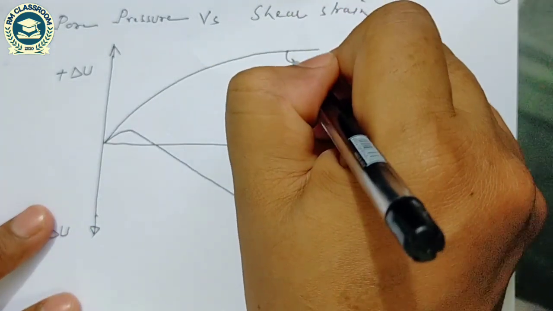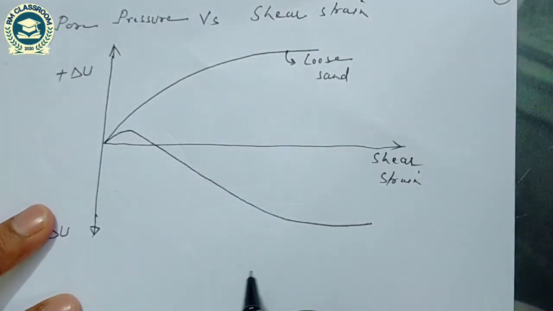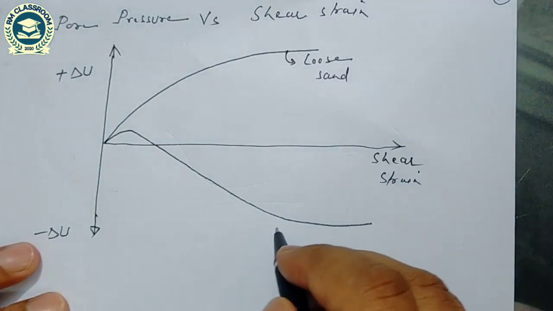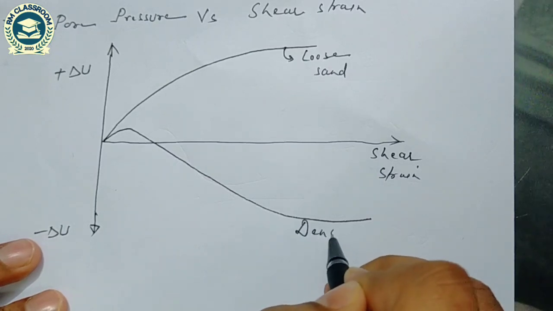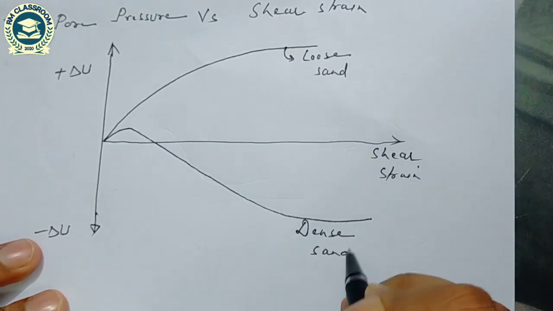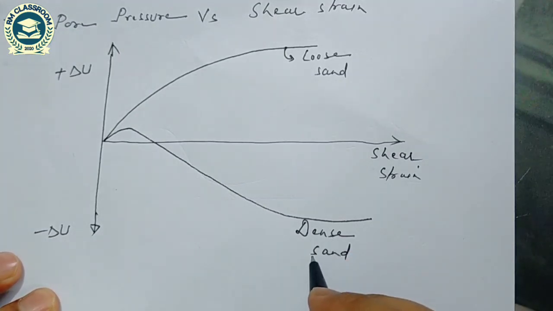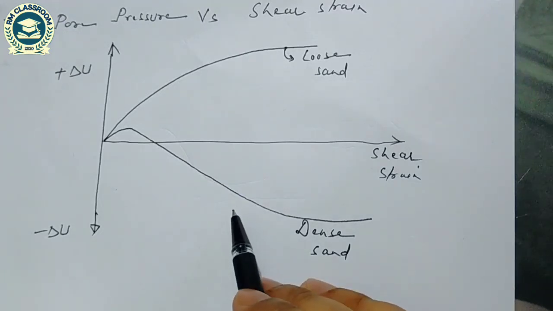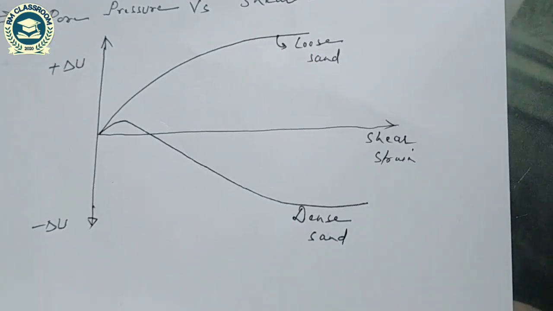So this is for the loose sand. As the shear strain increases, the change in pore water pressure is positive in the case of loose sand, and this is for the dense sand. U increases up to interlocking, and after that it breaks. Once the interlocking breaks, the pore water pressure decreases in the case of dense sand.